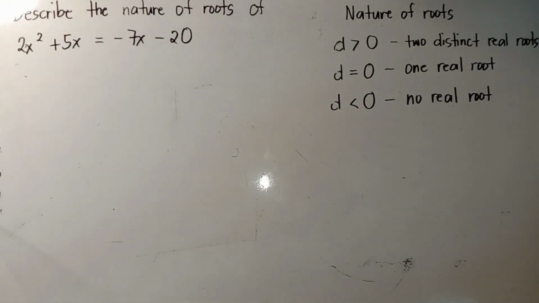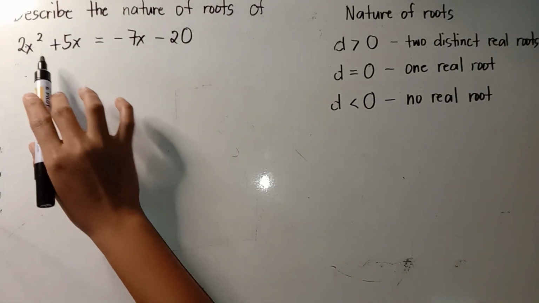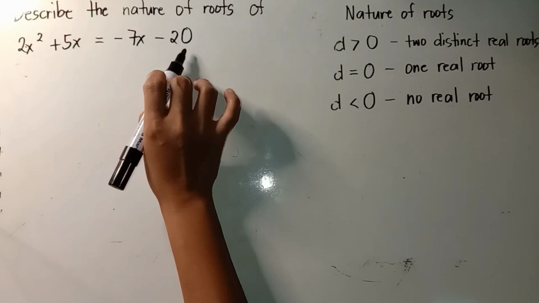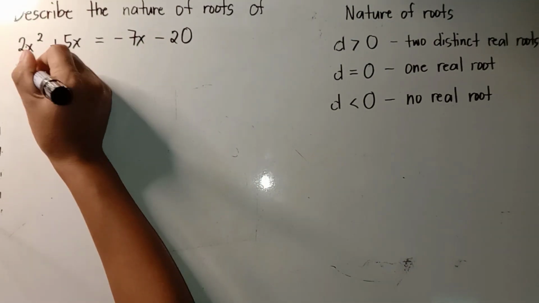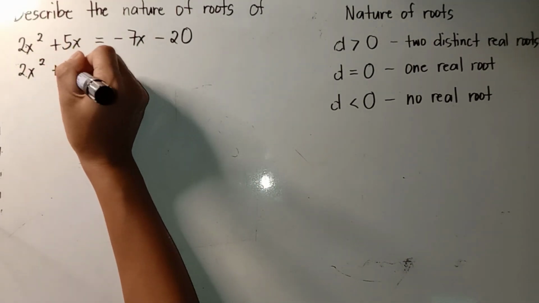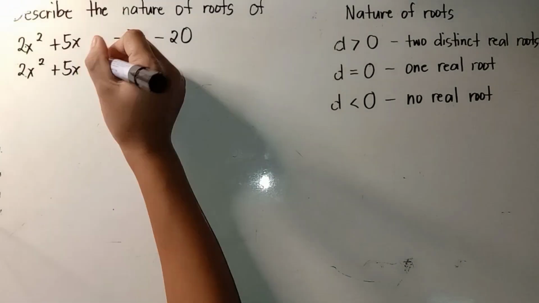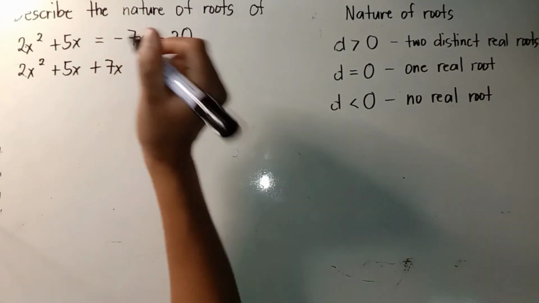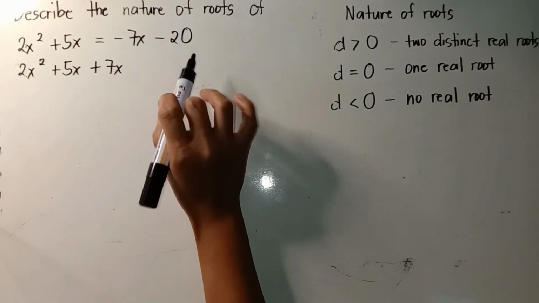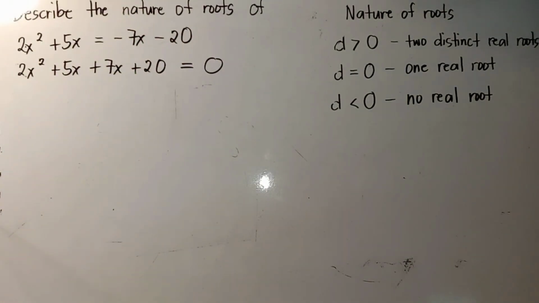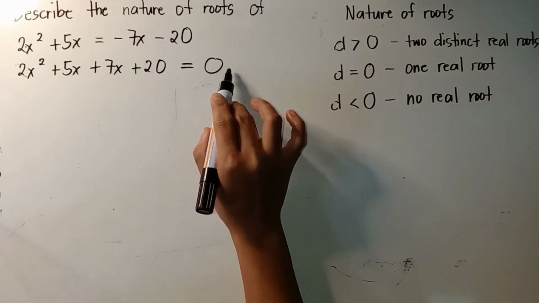So the first thing that you will do in this case is you need to transform this one into standard form. So it becomes 2x squared plus 5x, transfer negative 7x to the left side, so it becomes positive 7x. And then from negative 20, it becomes positive 20 equals 0. Take note that in order to get the standard form of a quadratic equation, it has to be 0 on this side.